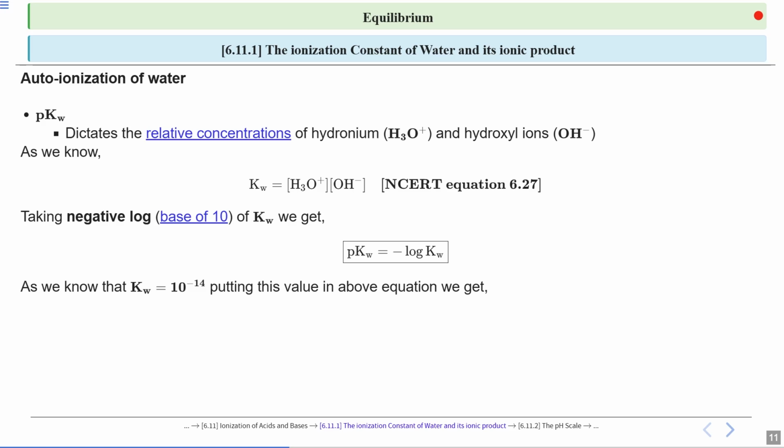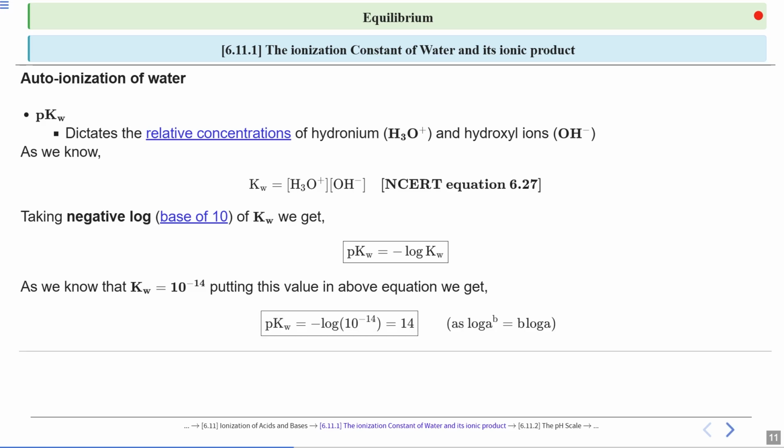At 298 Kelvin, we know that this value is 10 to the power minus 14. If you put this value here, then pKw will be 14. How are we saying it? Because the base is taken as 10, right? So we have taken a negative logarithm with the base 10.